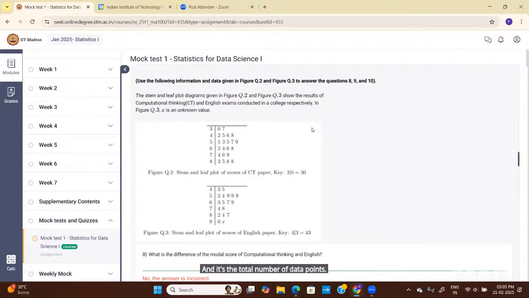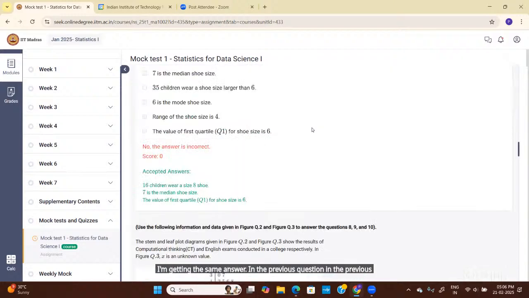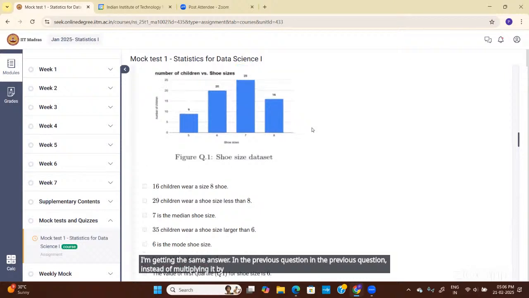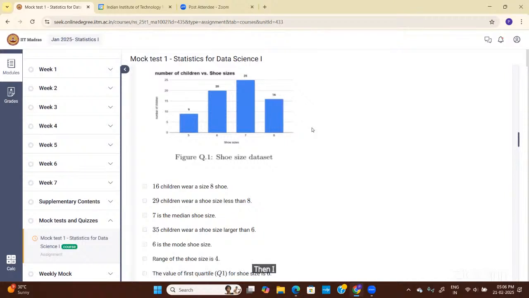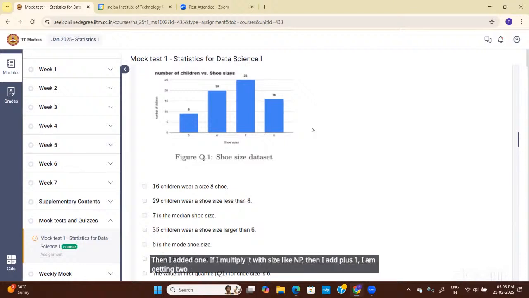Ma'am, I have one more query. In the previous question, instead of multiplying by 70 for finding Q1, I multiplied 0.25 with 4 because there are 4 sizes, and then I added 1. I'm getting 2. That is, the second size is 6 and the answer is also 6. Will that be correct?